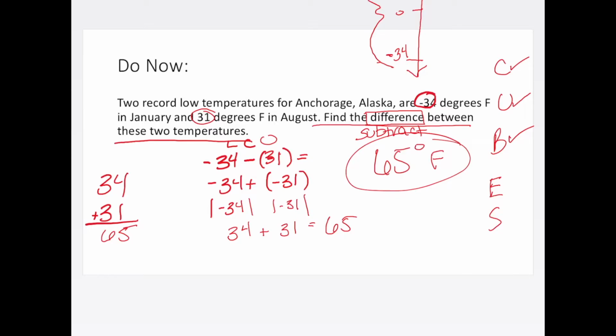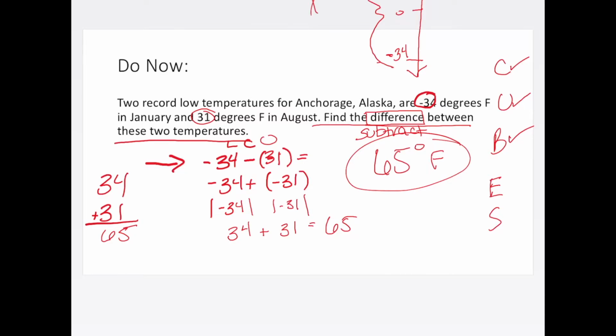So then I evaluate, which means I set up my problem, which is negative 34 minus 31. Now, some of us in the last lesson had a little trouble thinking about this. Some of us wanted to say, well, it's 3 degrees, right? Because 34 minus 31 is 3.